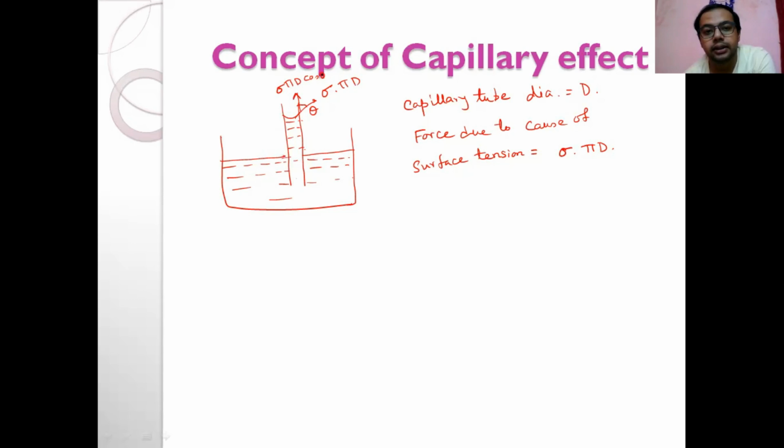Ready? This is a sine component. On that side, it is opposite, so the sine component will be self-balanced. But there must be some cos component. So the force due to the surface tension, the cos component, comes in, acting in the upward direction. The cos component of the force in upward direction is balanced with the weight of the liquid column.